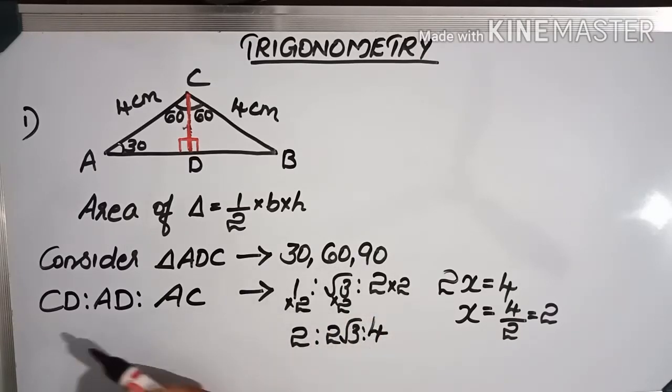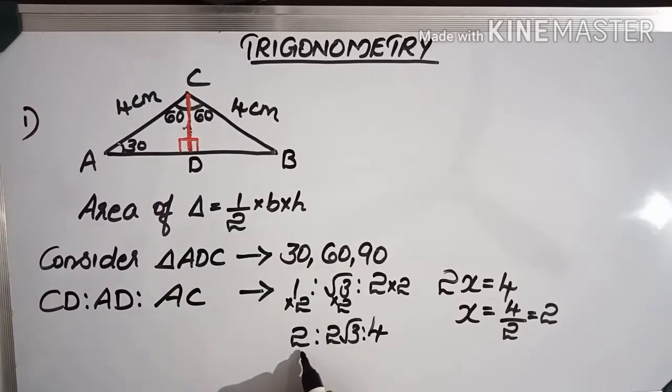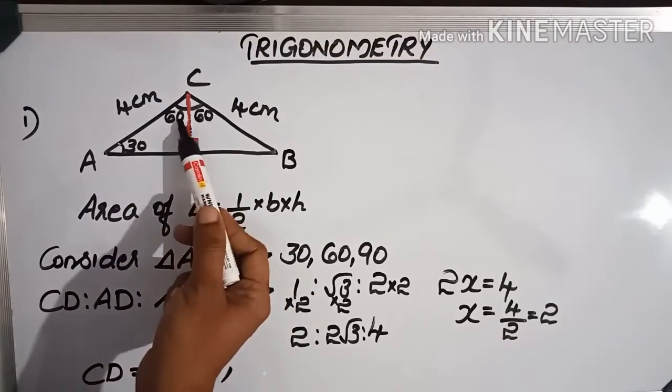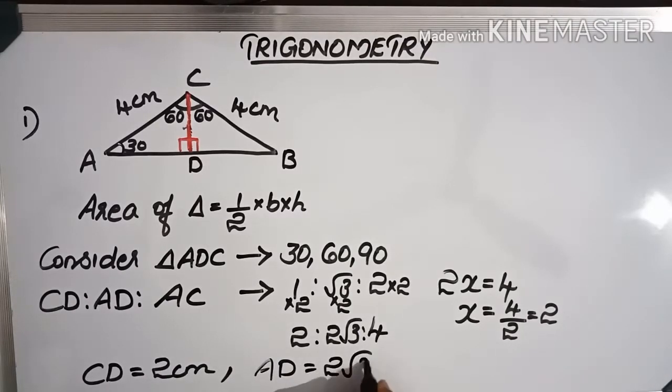Now from this we can write the measures. 30's opposite is 2. 30's opposite is CD, so CD equal to 2 centimeter. Next we need the base. Now from this we can find AD. AD is opposite of 60, and 60's opposite is 2 root 3. So AD equal to 2 root 3.